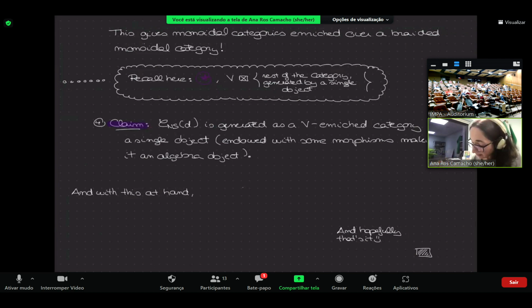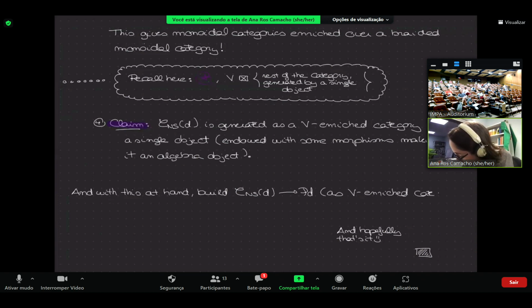With all this at hand, having this structure, we construct the functor between two V-enriched categories. We just take this generator and then exhibit an image for the objects and the morphisms, making it an algebra object.